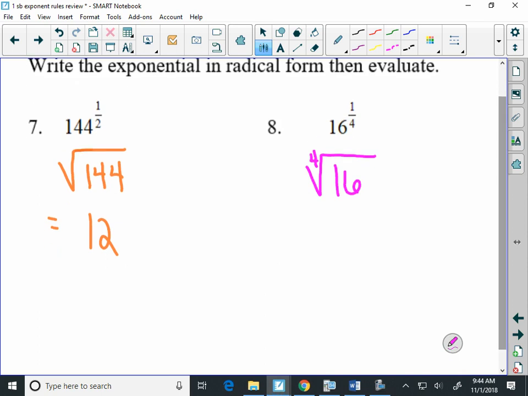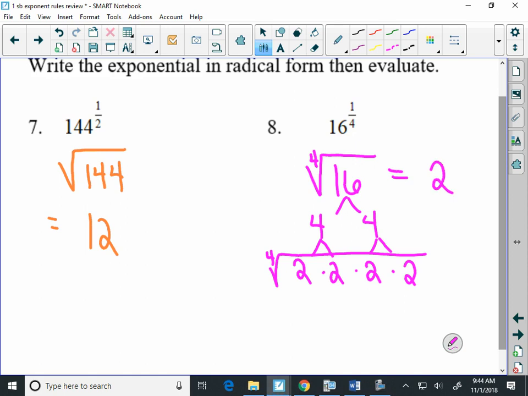And what we want to know now is, well, what does the 4th root of 16 equal? Just a reminder here that 16 is 4 times 4, which is 2 times 2, and here is 2 times 2. What we're looking for is 4 of the same value to take out 1. The 4th root of 16 is 2.